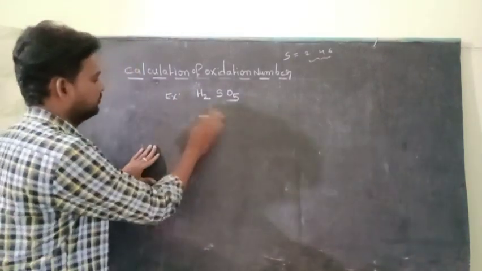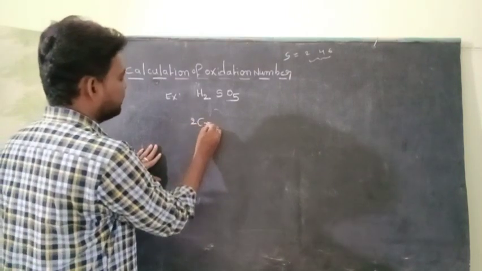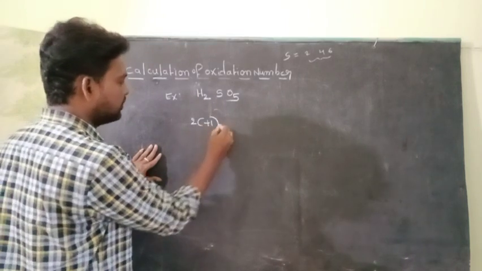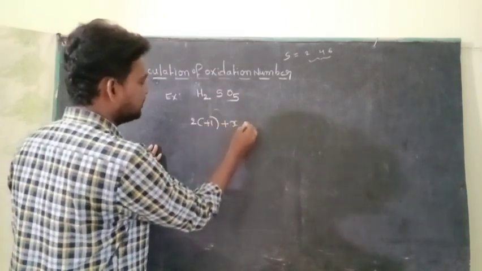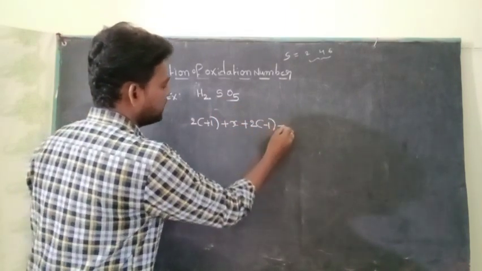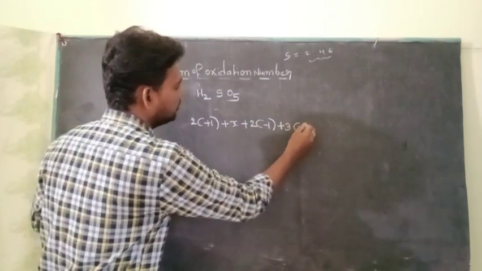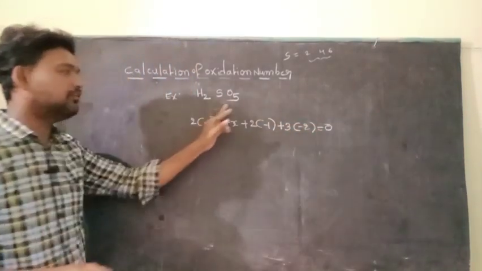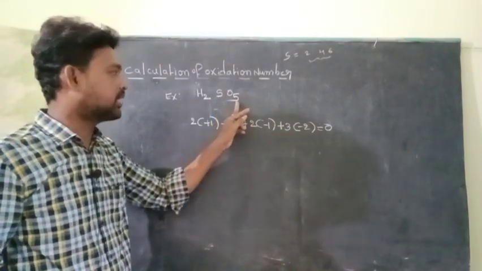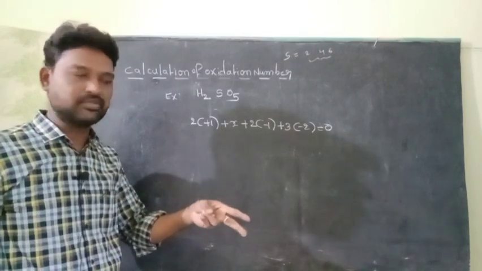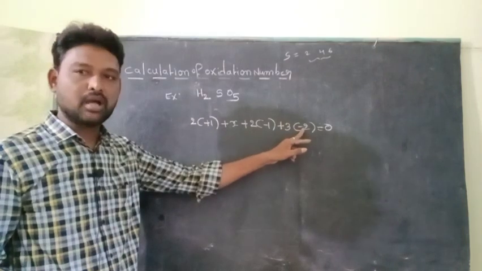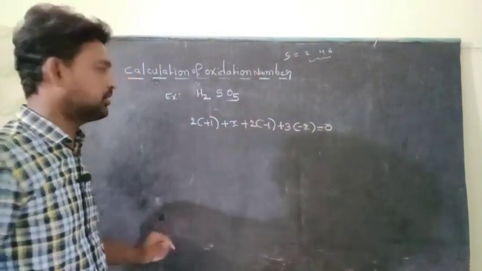Okay, now 2 into plus 1, 2 hydrogen atoms with oxidation number plus 1, plus 1 sulfur atom, x, plus 2 oxygen atoms, so 2 into minus 1, plus the remaining 3 oxygen atoms, 3 into minus 2, equal to 0. Totally there are 5 oxygen atoms here. Minimum 2 oxygen atoms are peroxy oxygen atoms, so 2 into minus 1. The remaining 3 oxygen atoms are normal oxygen, so minus 2.